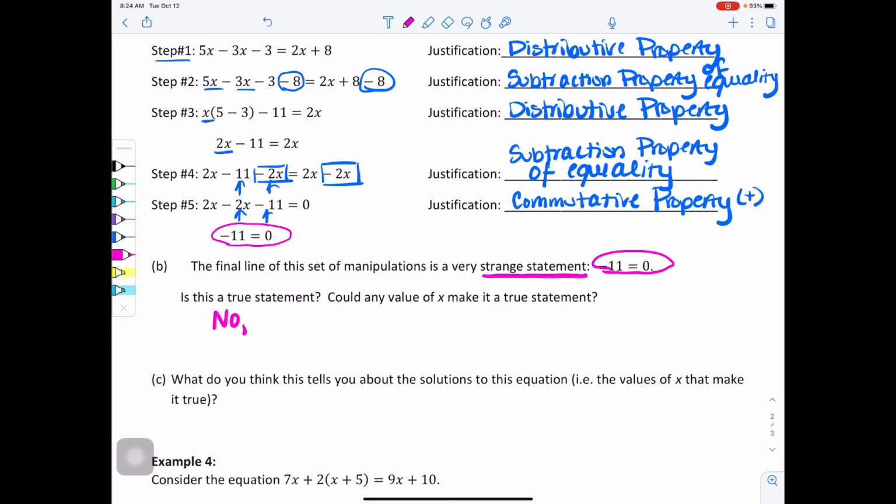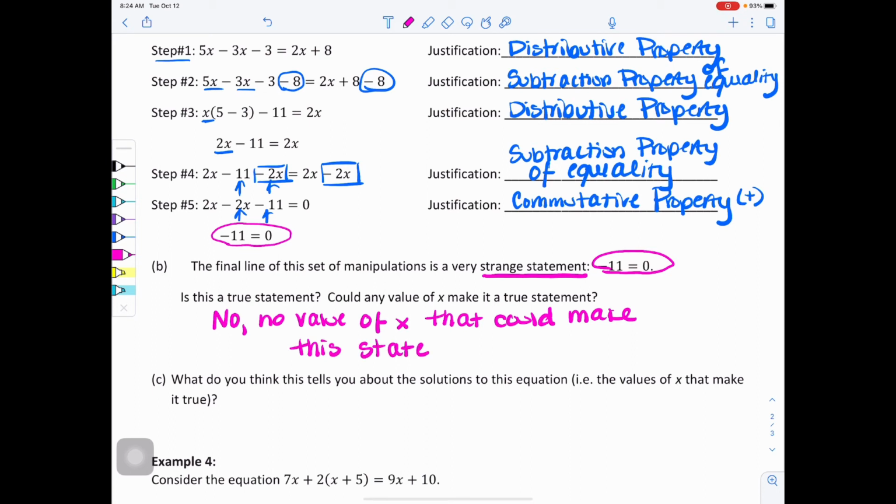Could any value of x make this a true statement? So think about it. The x's are completely eliminated. So it doesn't matter what we pick for x, they're going to disappear. And those two numbers, negative 11 and 0, are never going to equal each other. So there is no value of x that could make this statement true.